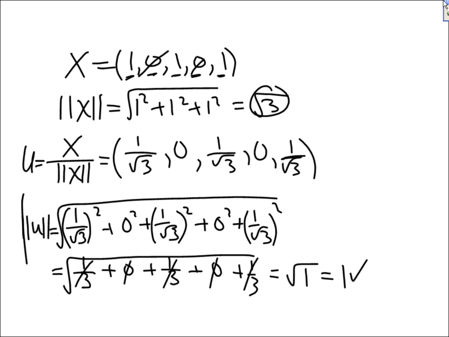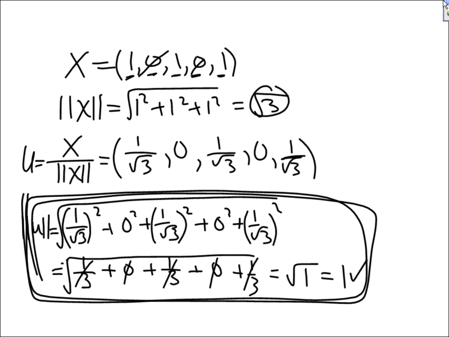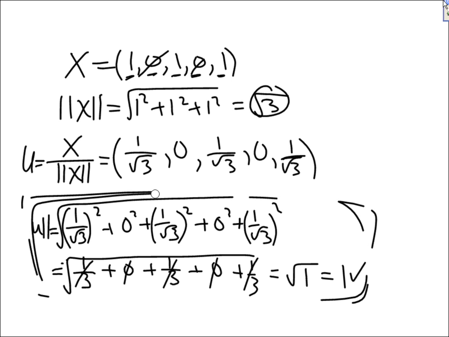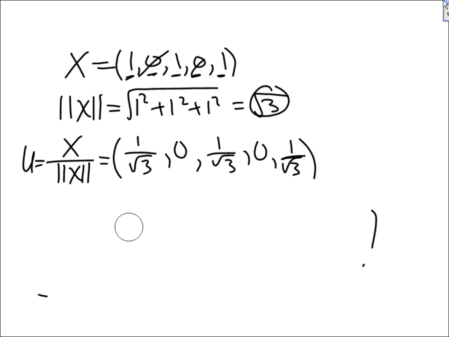Now, that's one way of doing it. Another way of doing it is to just outright prove it. That is, prove it in general. Prove that x over the length of x is in fact a unit vector. Maybe it was just true for this one example. Maybe it's always true. You never know. You never know this stuff, folks.